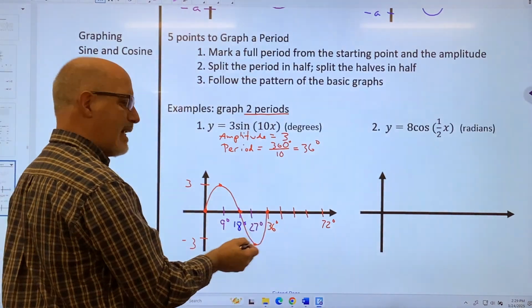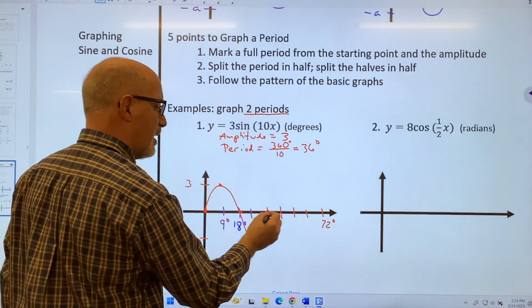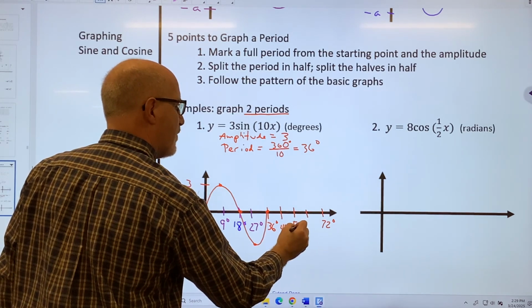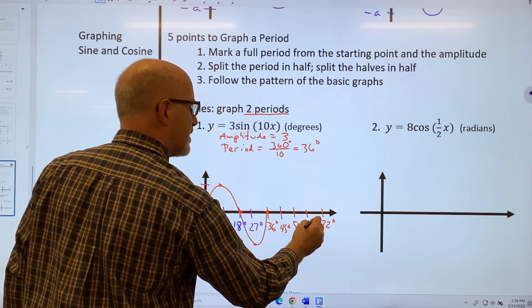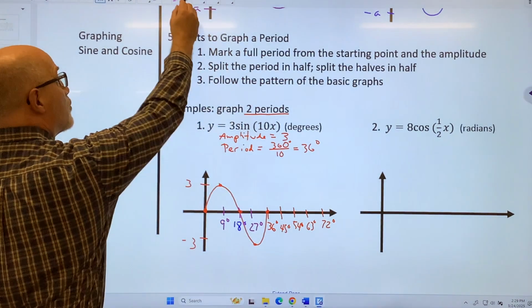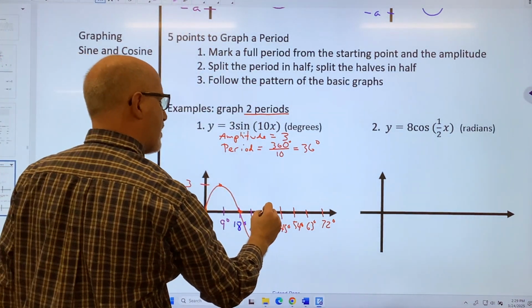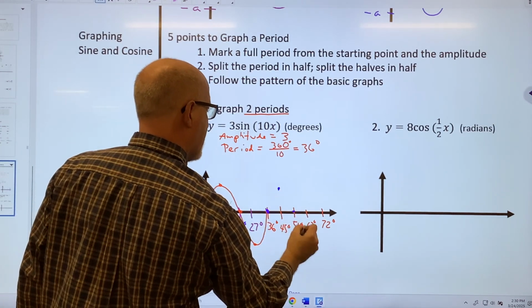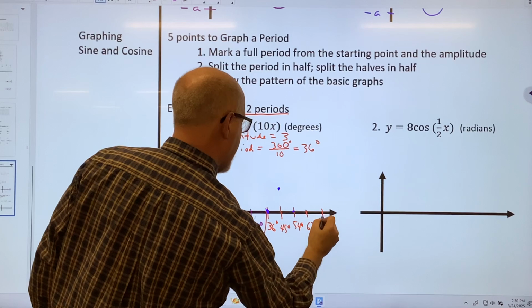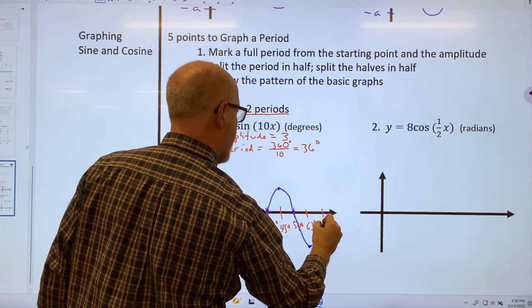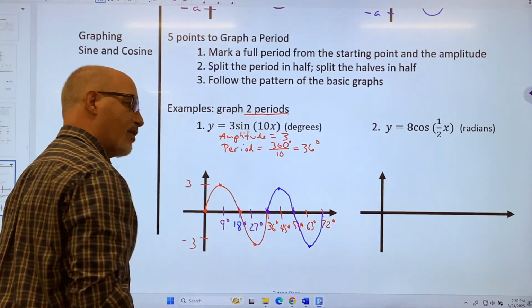Well, if I'm going by 9s now, I know I'm going by 9 degrees. This will be 45 degrees. This will be 54 degrees. This will be 63 degrees, and then that will get us out to 72. So drawing my second period here, it's going to start here, go to the top, go to the middle, go to the bottom, and go to the middle. So there's my second period for it.